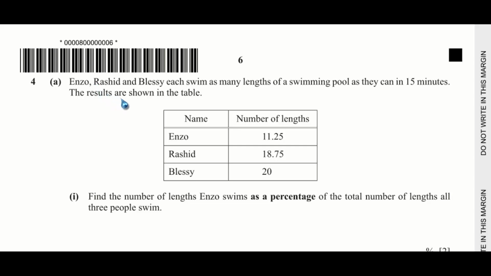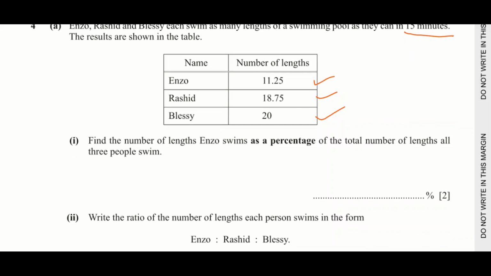Enzo, Rashid, and Blessy each swim as many lengths of a swimming pool as they can in 15 minutes. The results are shown in the table. So this is the number of lengths for Enzo, Rashid, and Blessy, respectively. Find the number of lengths Enzo swam as a percentage of the total of the lengths all three people swam.